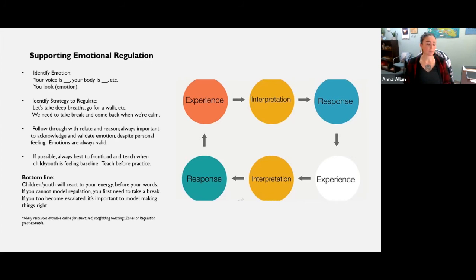the behavior occurs. But the bottom line is understanding that children and youth are going to react to your energy first before your words. So if you cannot in that moment model that regulation, you first need to take that break or do that breathing or whatever it is that you can do to calm yourself down. And then for some of us, acknowledging that we're not perfect, if you do become escalated, you do lose it, you do start yelling, you do speak out of turn, the important part, and this is touching on what Judy was saying, is coming back after and modeling to make things right.